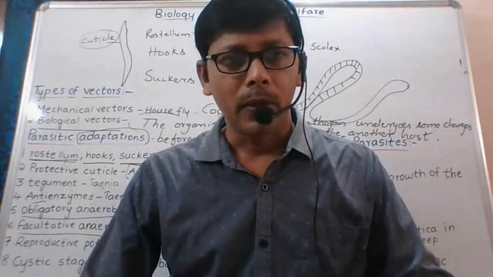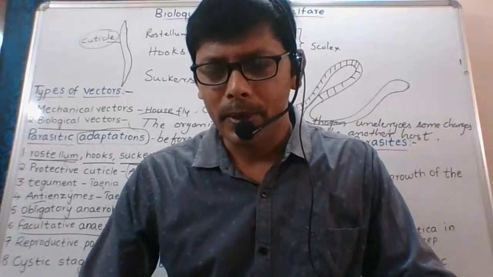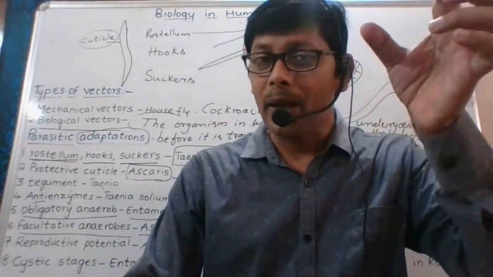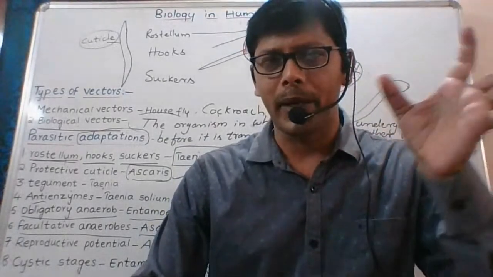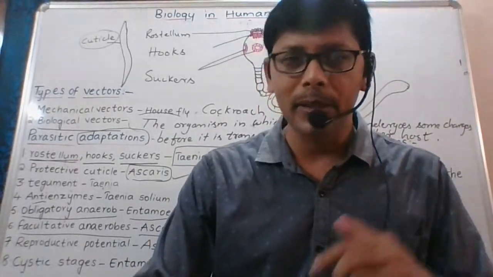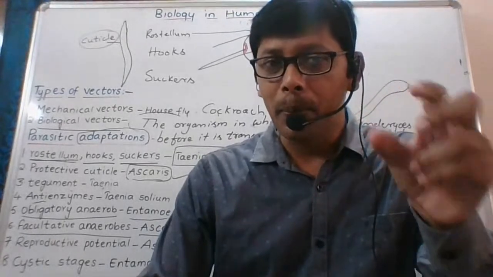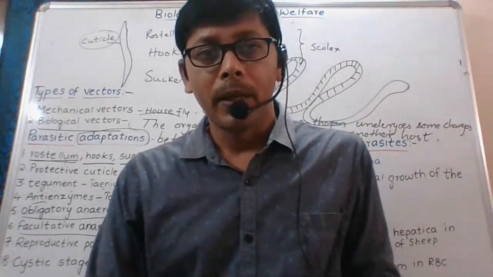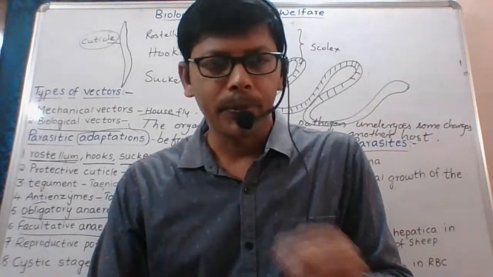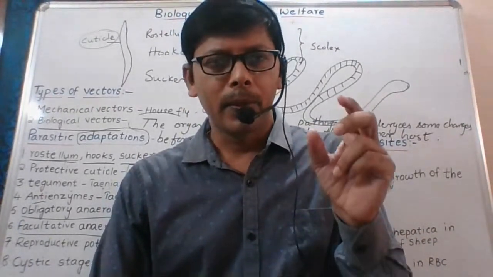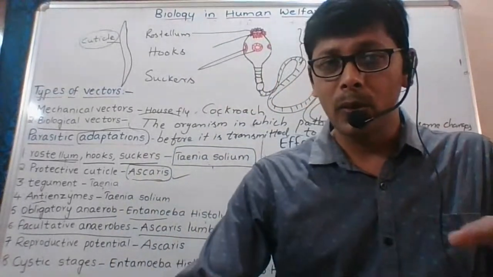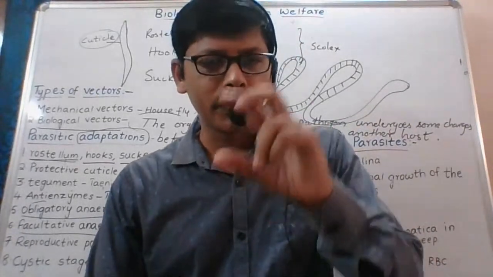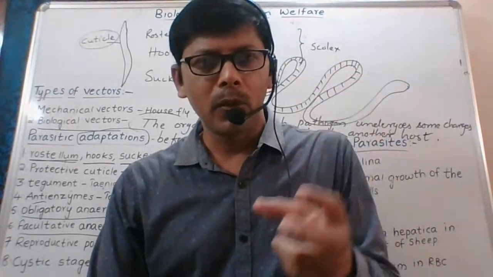Another very important adaptation in parasites is that the morphological and anatomical structures are simplified. For example, in Taenia solium there is an incomplete gut. The term gut we use here means that only one opening is present, an incomplete gut. There is no anus.